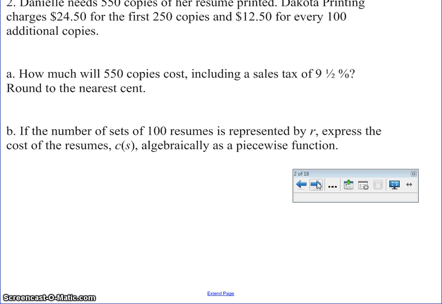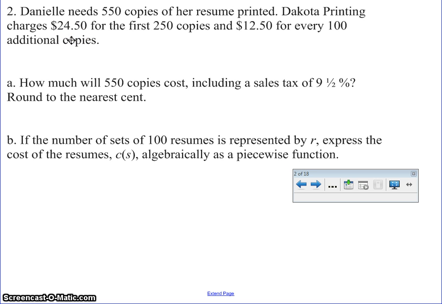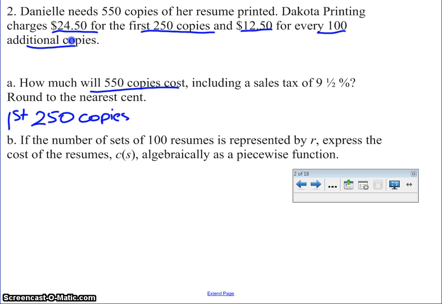All right, number 2: Danielle needs 550 copies of her resume printed. Dakota Printing charges $24.50 for the first 250 copies and $12.50 for every additional set of 100. The first question says, how much will 550 copies cost? Well, I know that for the first 250 copies, the cost is going to be $24.50. So we've now taken care of 250.